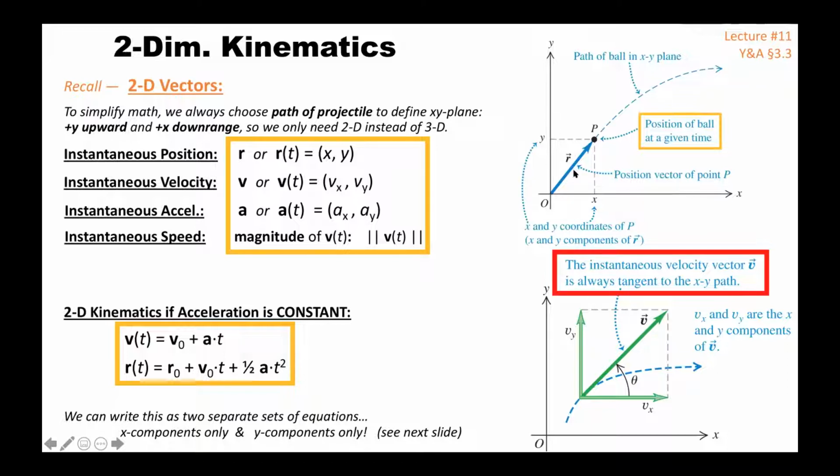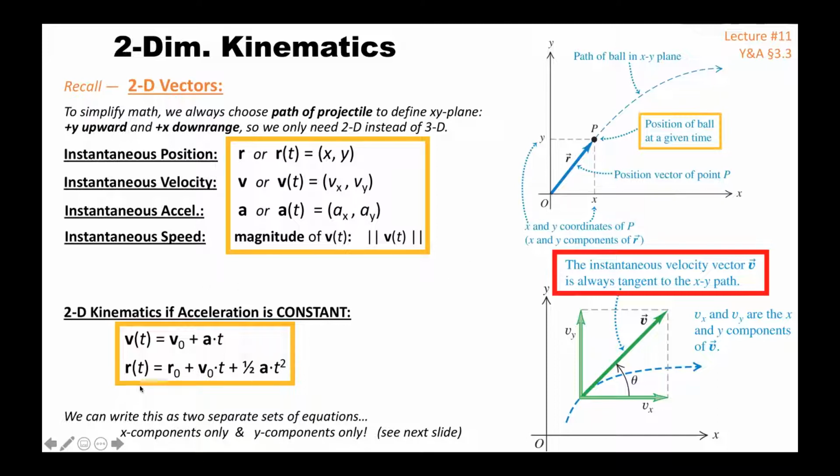The positive y direction, let's always choose that to be upward away from the center of the Earth or planet. So that way gravity will always only accelerate in the negative y direction. That will help to simplify lots of our equations, as you'll see on the next slide.